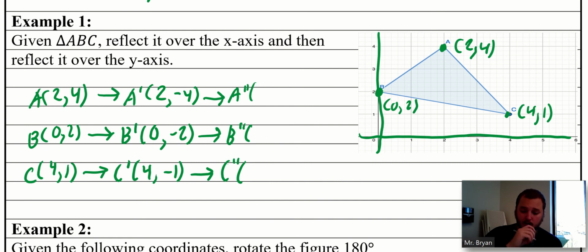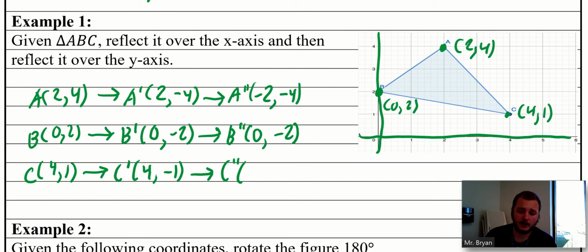So what that means for us here is we change the sign on the x-coordinate. So A double prime now becomes -2, and then the y-coordinate stays the same, so it's going to stay as -4. Continuing here, 0, change the sign. Well, the good news with 0, whether it's negative or positive, it's neither. It just stays 0. And then the y-coordinate still stays the same, so that's going to be -2.